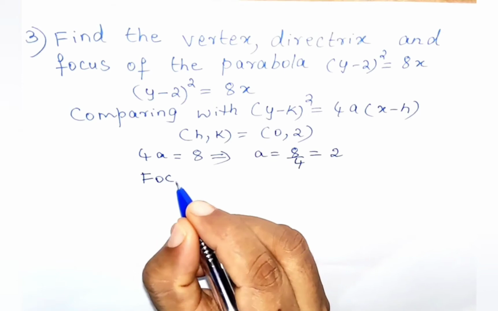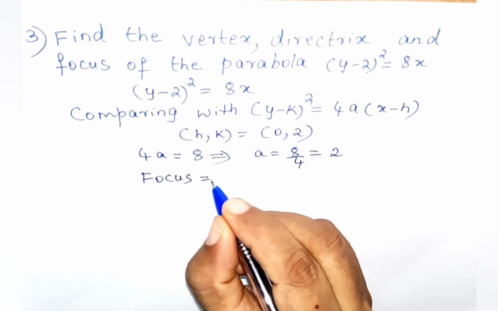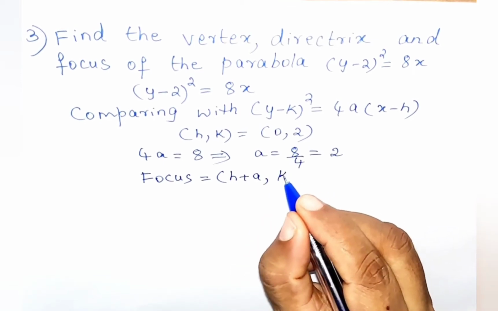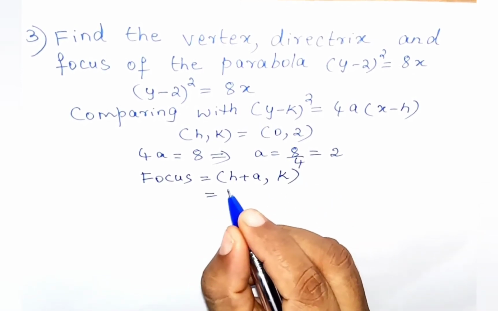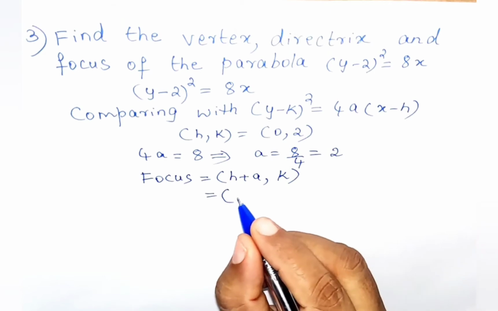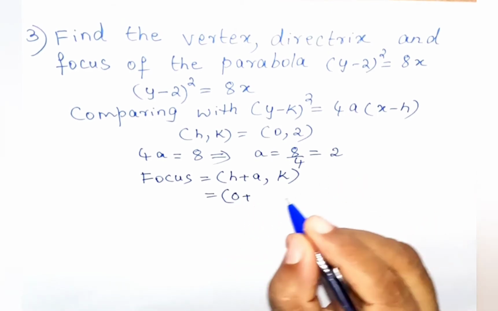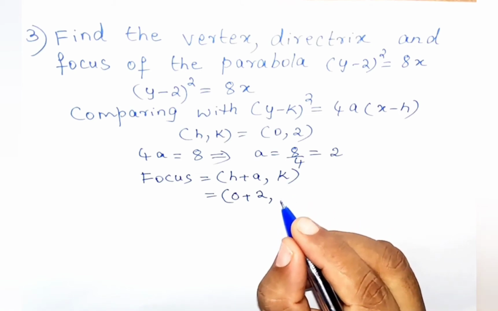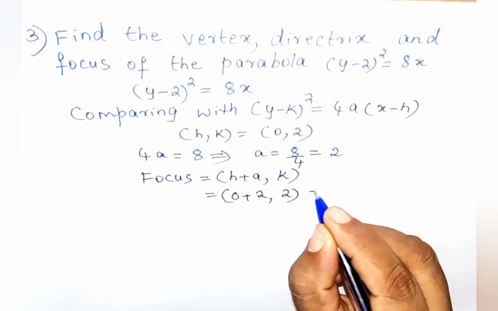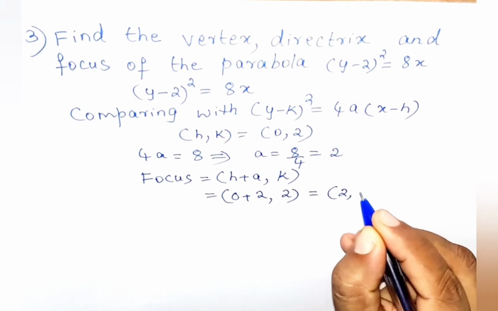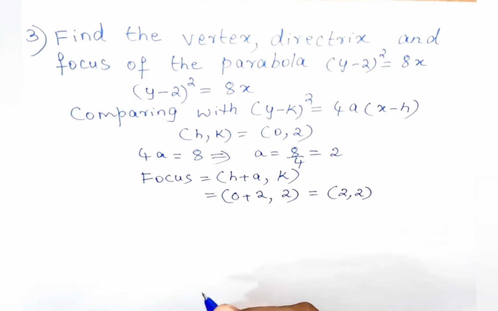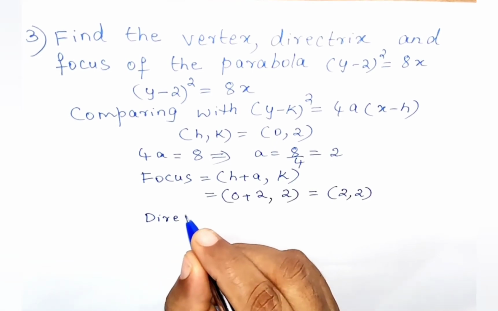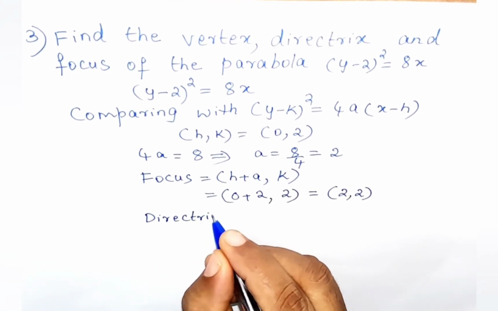Now we have to find the focus. The formula for focus, as we have already discussed in the previous problem, is h plus a comma k. The value of h is 0 plus the value of a is 2 comma the value of k is 2. So this becomes 2 comma 2. So the focus is 2 comma 2. Now we are finding the directrix of the parabola.